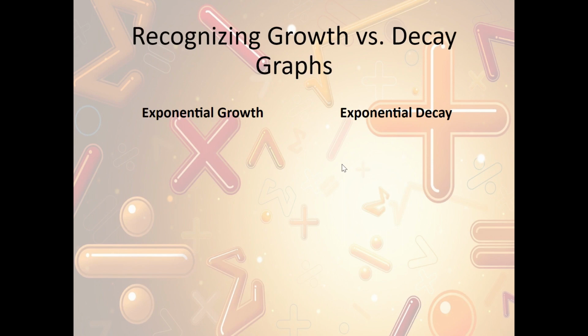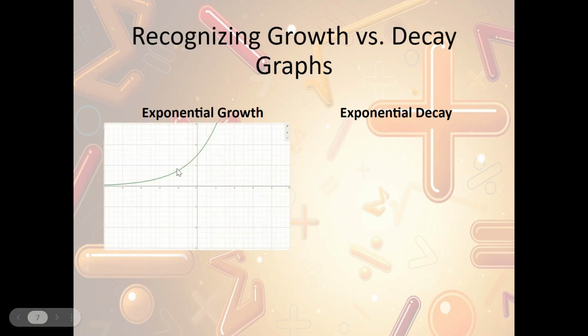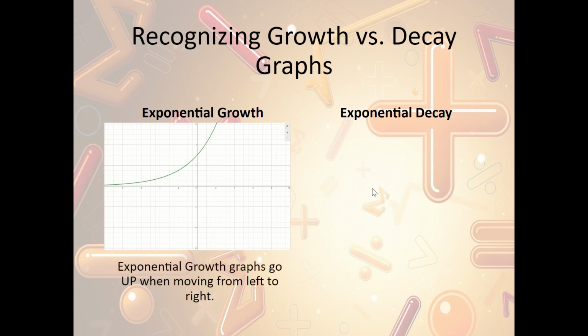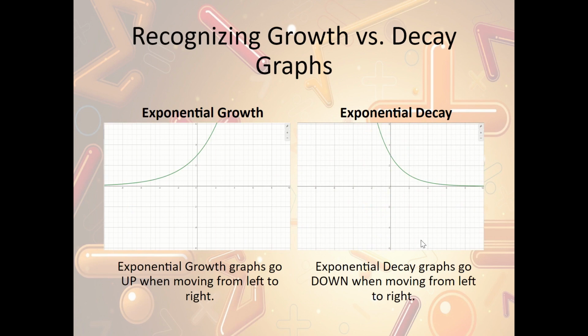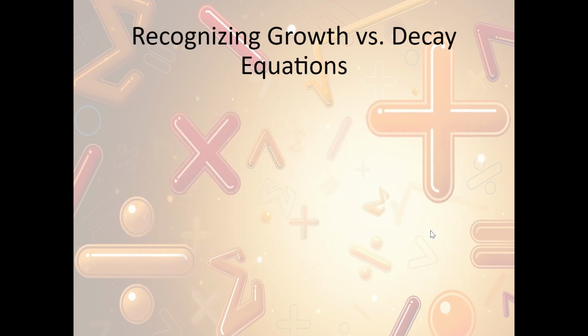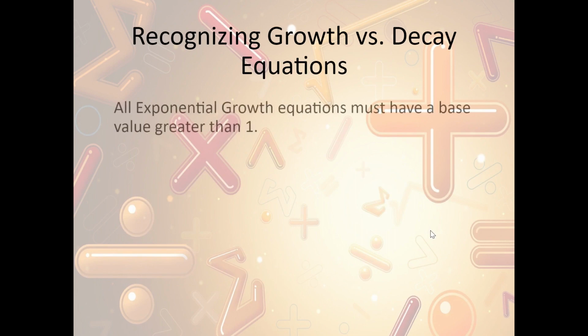Now, how can we recognize growth versus decay in graphs? Well, growth is always going to go up. Decay will always go down. So exponential growth goes up, exponential decay goes down. How do we recognize it from equations?